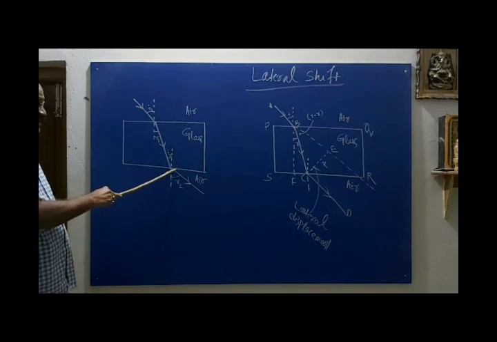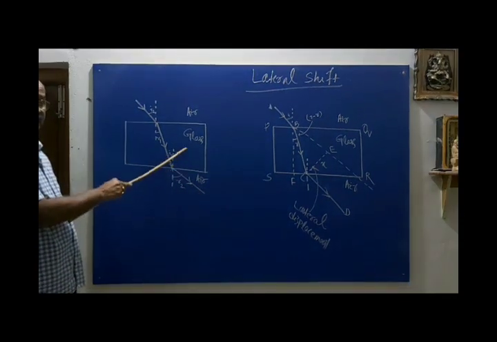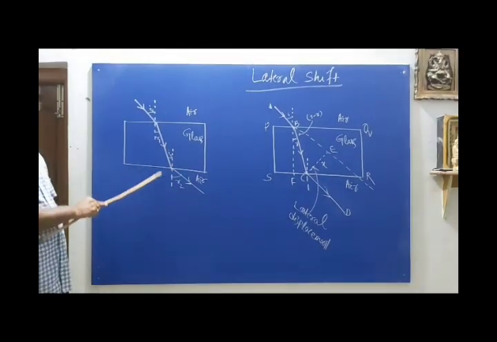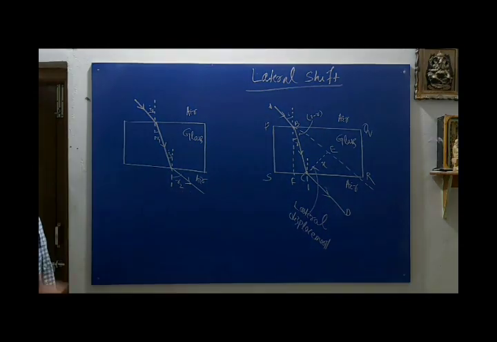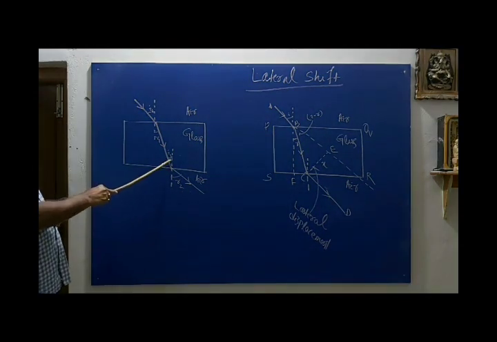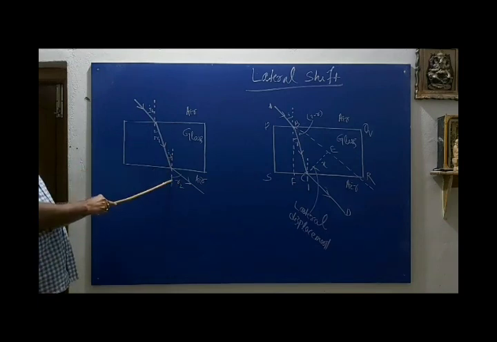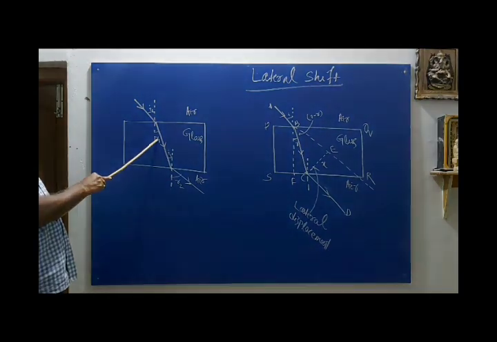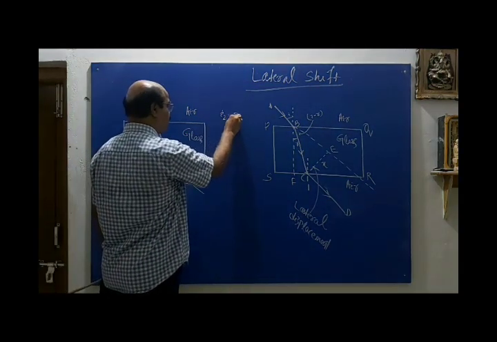For the second refracting surface, the ray of light is going from glass to air, that is, from denser to rarer. The refracted ray will bend away from the normal. Let the angle of incidence be I2 and the angle of refraction be R2. These two are normals, so definitely angle I2 is equal to R1.